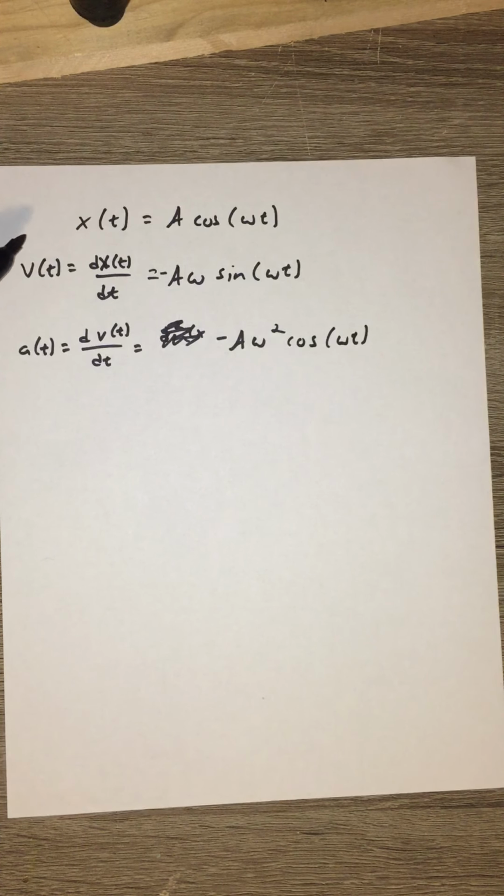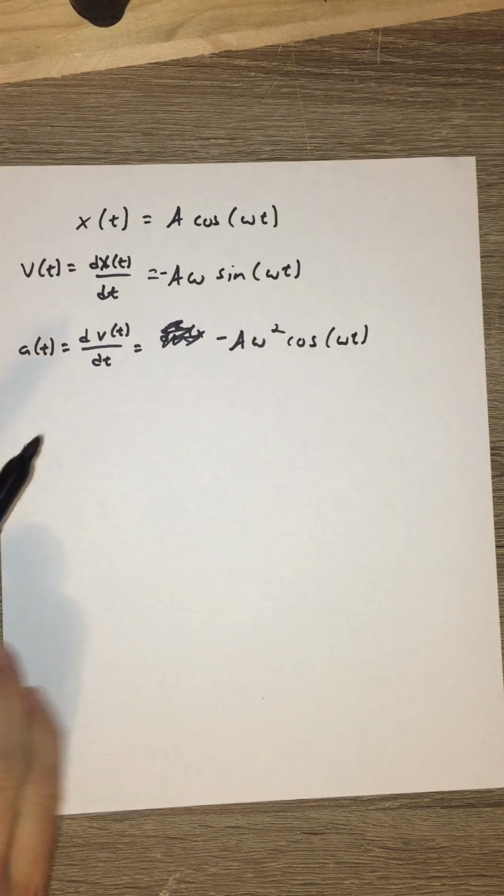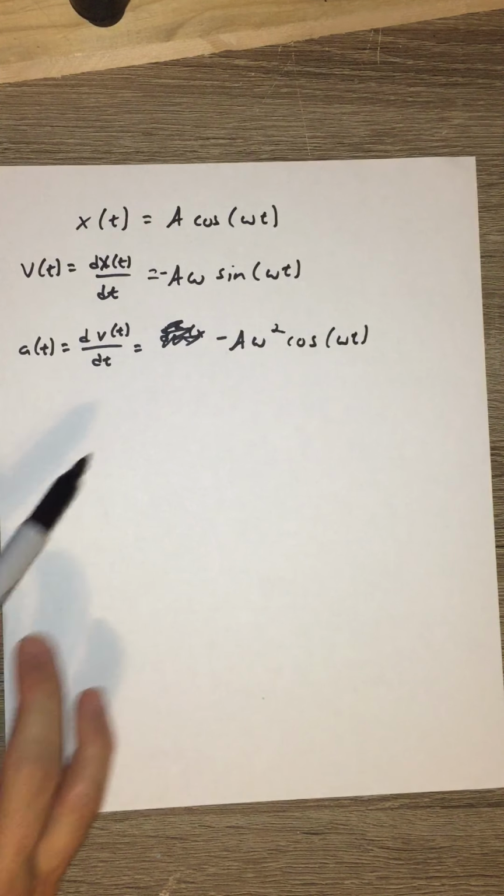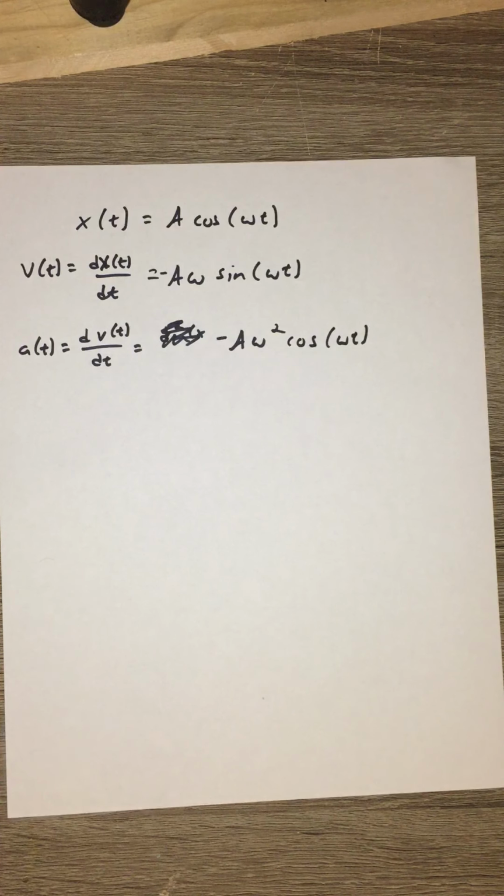I get the position as a function of time is A cosine omega t. Speed or velocity as a function of time is minus A omega sine omega t, and then the acceleration as a function of time is minus A omega squared cosine omega t. All right, once I have that, I can do something really interesting.